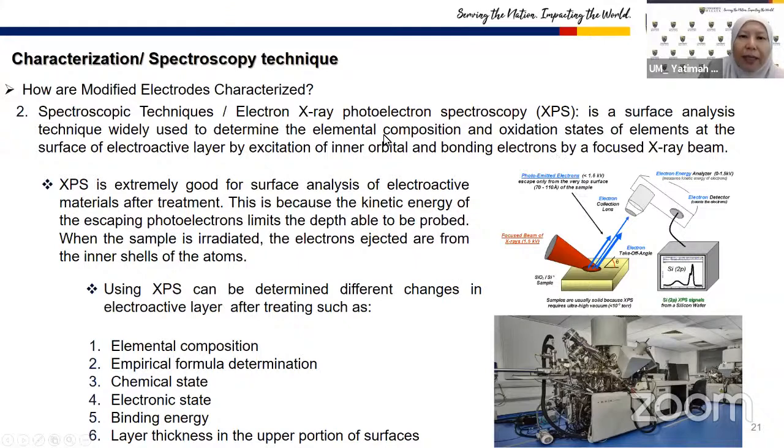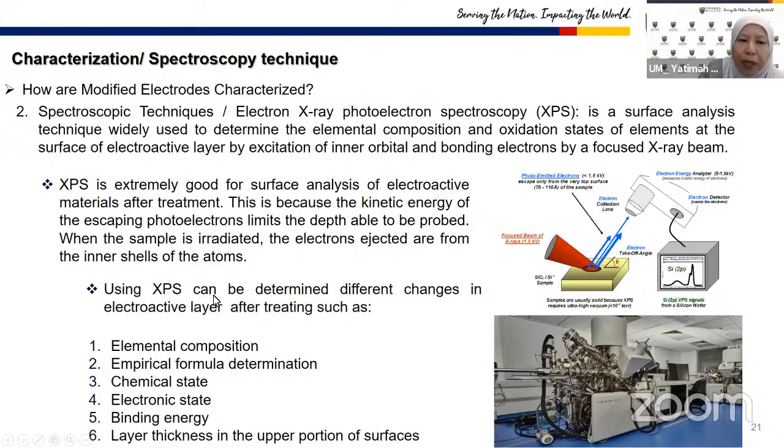So you can study the elemental composition, meaning the total amount of certain elements, for example silver total, and you can also look into whether there are any oxidation states of that element on the surface of the electroactive layer. This is a very powerful technique that can be used to characterize. XPS is extremely good for surface analysis of electroactive materials after treatment. This is because the kinetic energy of the escaping photoelectrons limits the depth able to be probed. When a sample is irradiated, the electrons ejected are from the inner shells of the atoms.